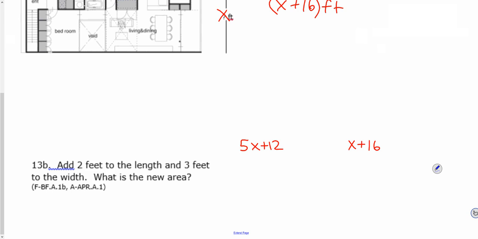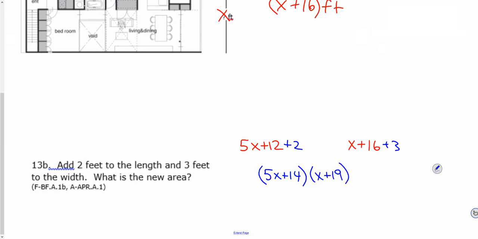And they want us to add 2 feet to the length and 3 feet to the width. The way I think of this is length is the longer one. So in the diagram, the 5x plus 12 is the longer one. So I'm just going to add 2 to that, and then I'm going to add 3 to this one. So this is 5x plus 14 and x plus 19.